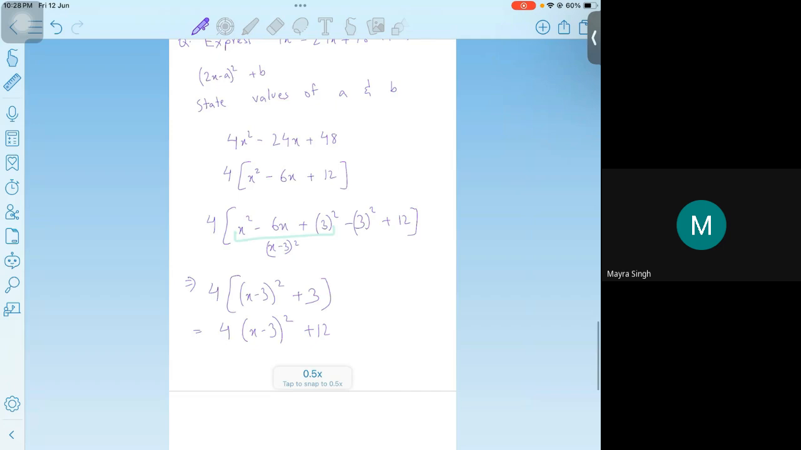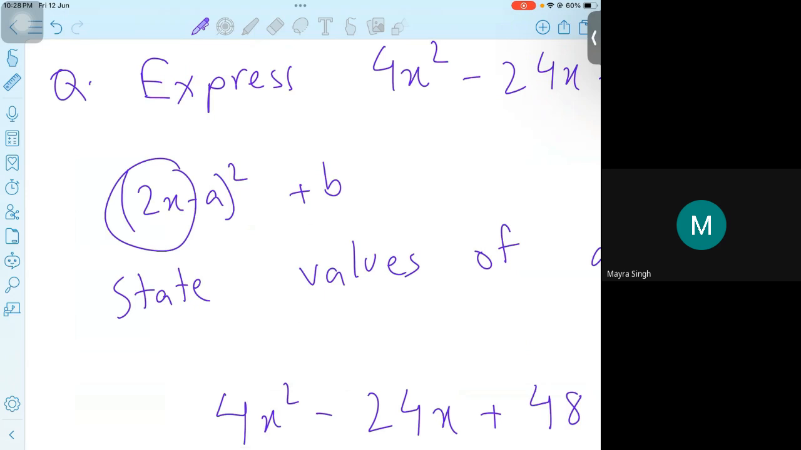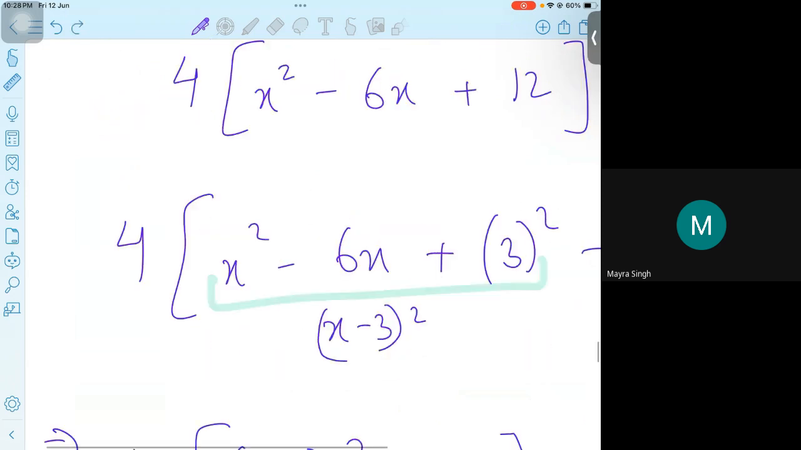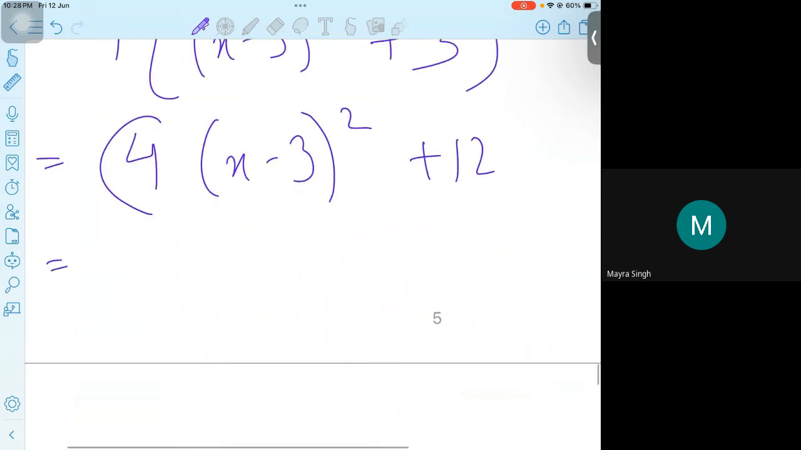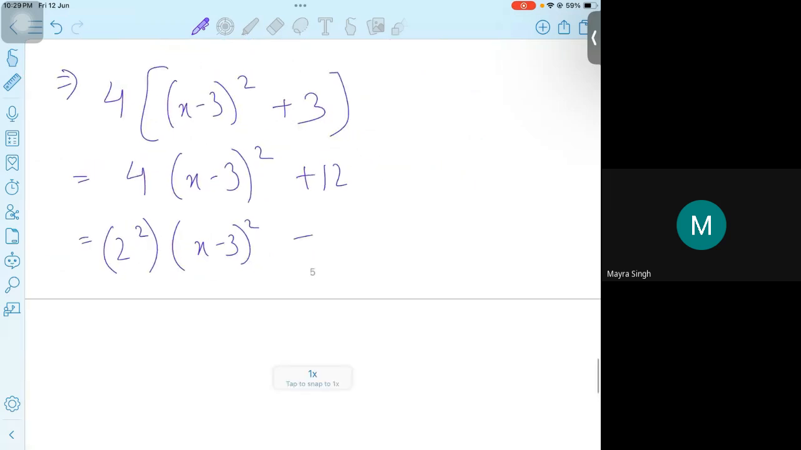This could have been my final answer in the previous question, but this time the question expects you to write 2x here. Okay, the way to do this is to write this 4 as 2 square. So you have 2 square times x minus 3 square plus 3. Any questions with this step?